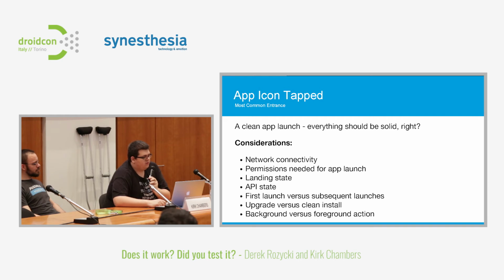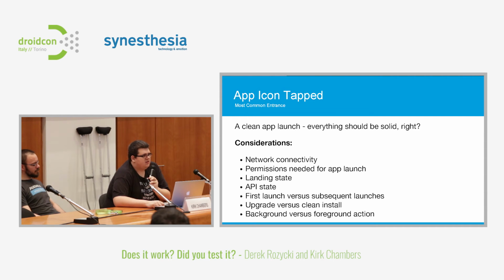Like I was saying, so you have a clean launch, everything should be solid, right? Well, what about a clean launch with network connectivity that they don't have? Do you require network on your launch? Do you have to pull a config? And if that config doesn't load, do they see a loading screen? Do they need permissions? What if a user went and disabled the permission in between launches?